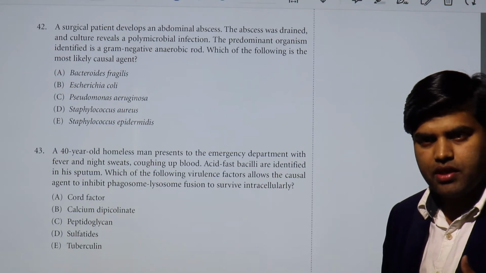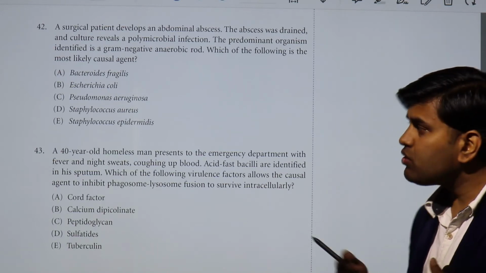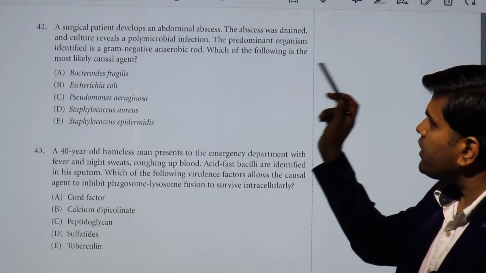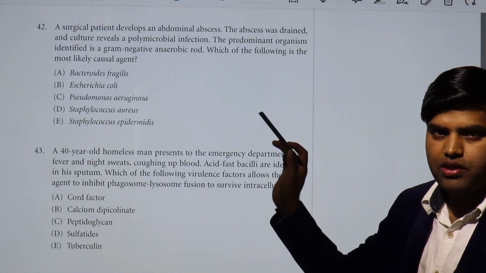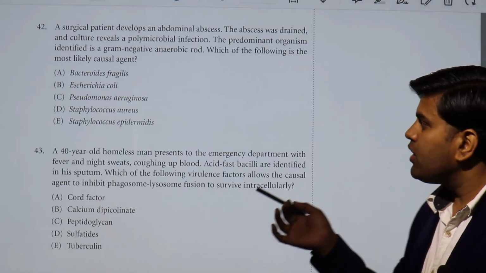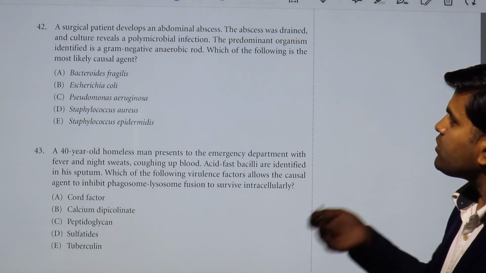So anaerobic bacteria are there, and Enterobacteriaceae are there. These are the organisms, and they are talking about the abdominal abscess. The abscess was drained and culture revealed a polymicrobial infection. So there is a mix of infection. Maximum of your gut flora has been spilled out, and they are causing the infection.